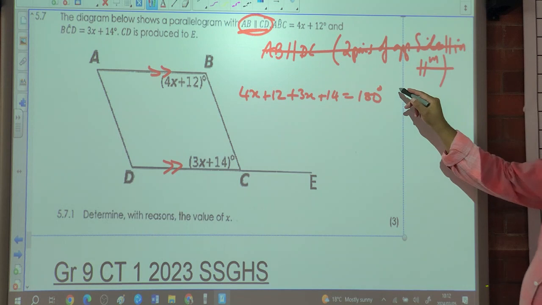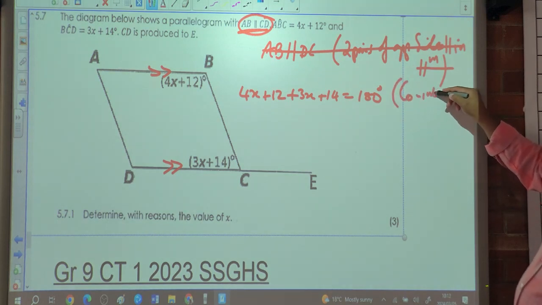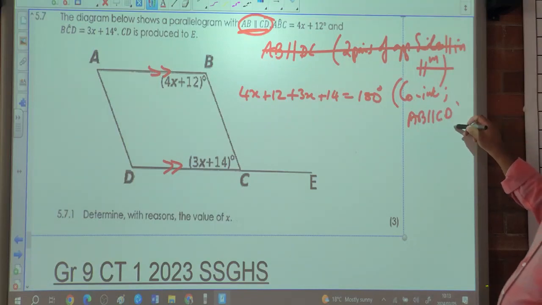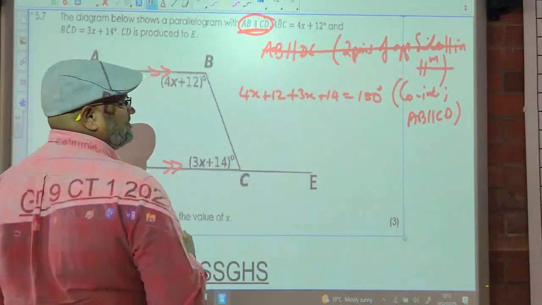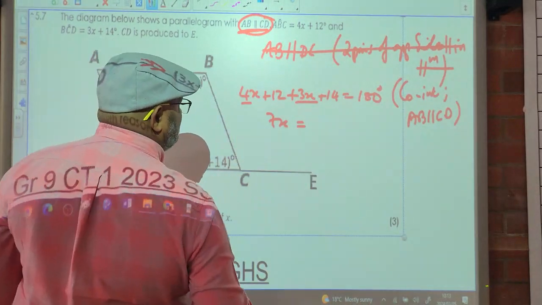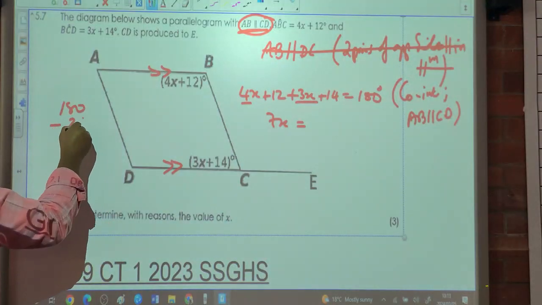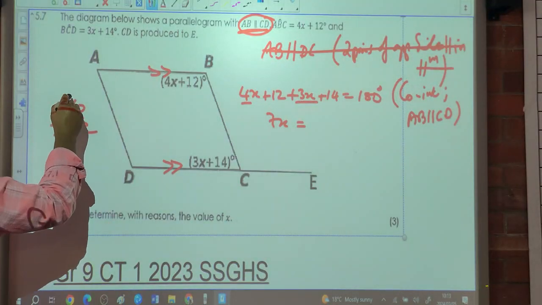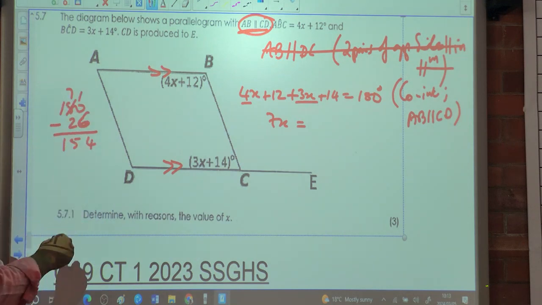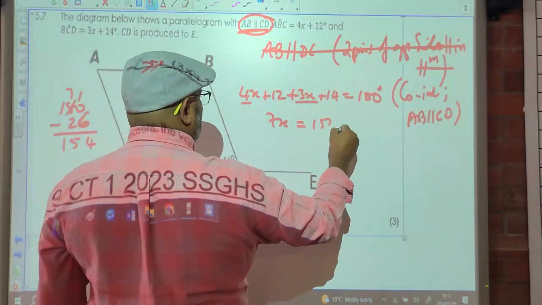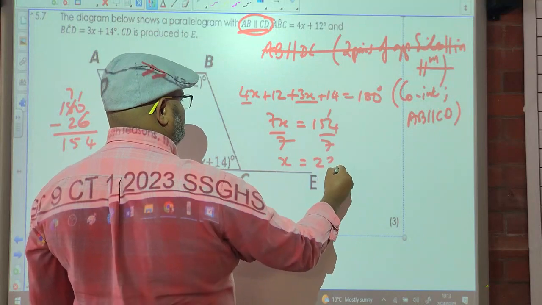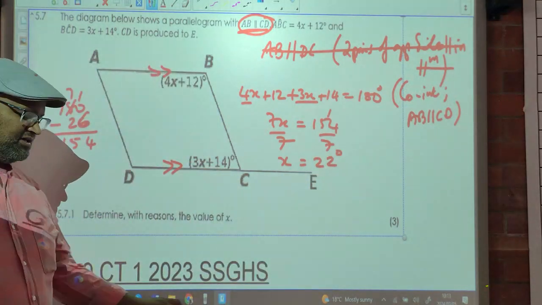Okay. And the reason here is co-interior angles, with AB being parallel to DC. So that's going to give us 7x is equal to 180 minus 26. 180 minus 26, it's going to be 154, is that correct? 154 divided by 7 on both sides, so x is 22 degrees. You all agree with that?